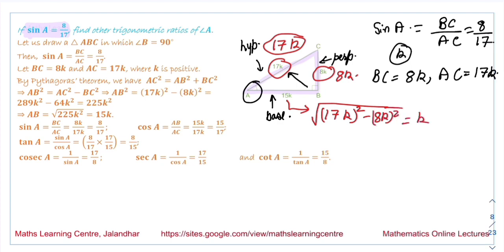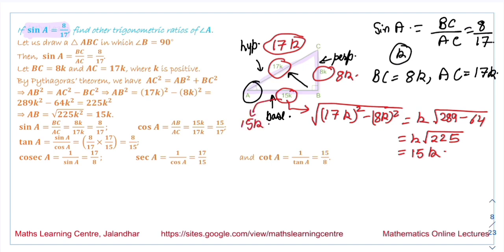Now k will come out of this bracket, and what we are left with is 289, that is 17 square minus 64. So it is k into square root of 225, and this value comes out to be 15k. So we are saying the base over here is 15k. Now we have just to apply the formula.